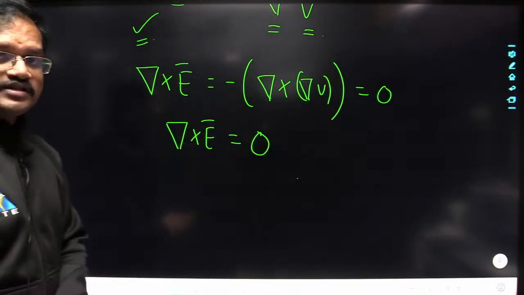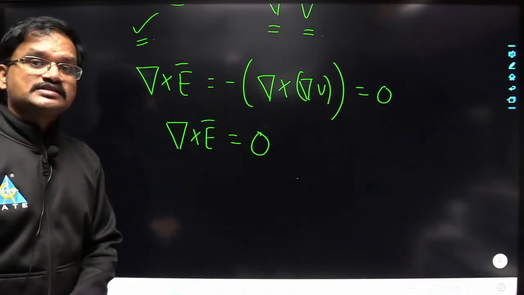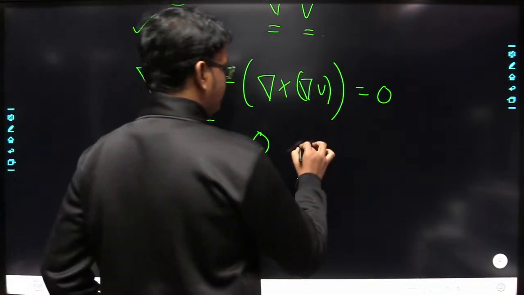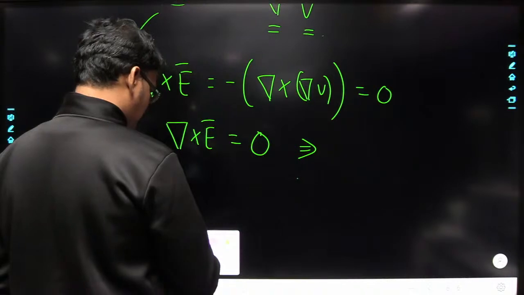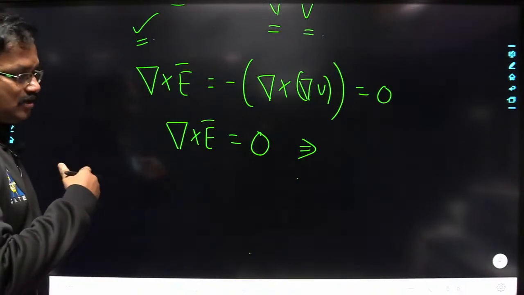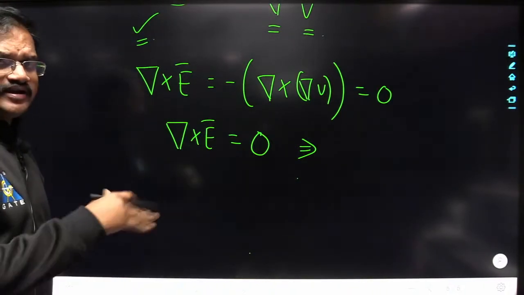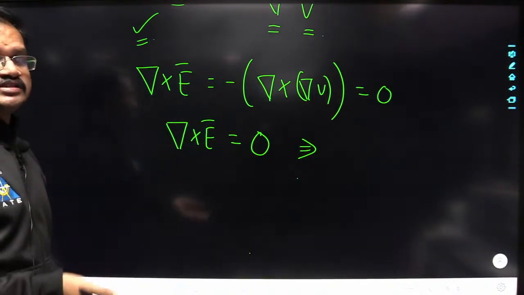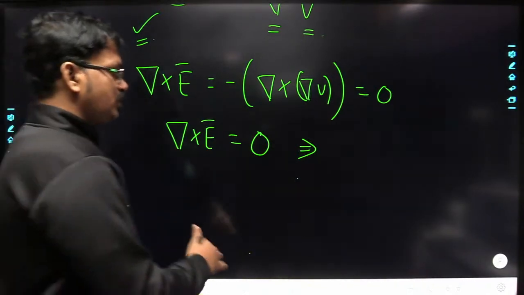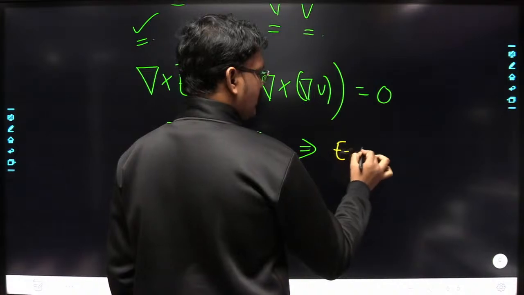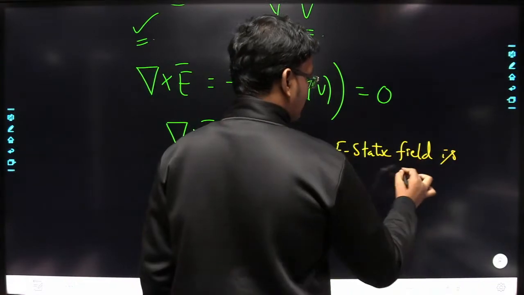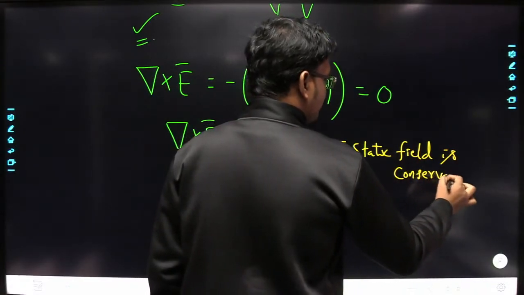So from here also we can say electrostatic field is a conservative field. This question is very important. Generally in IAS exams, ISRO exams or in some PSUs, they ask this question many times. They have asked directly whether the electrostatic field is conservative, non-conservative, rotational or irrotational. So from here also you can say electrostatic field is conservative. This point is very important.